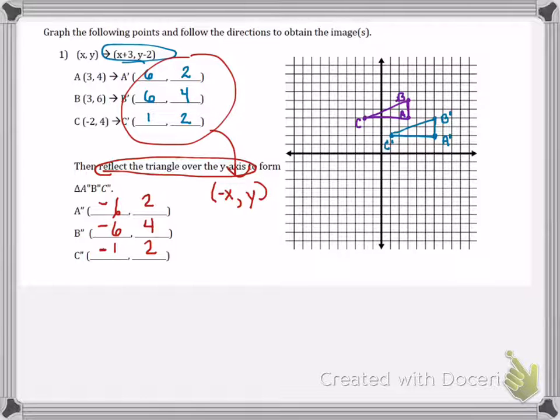And then I'm going to graph those ordered pairs. So I get the ordered pair -6, 2, and that is A double prime, or the second image. And the ordered pair -6, 4, and that is B double prime, or the second image of B. And -1, 2, and that is C double prime, or the second image of C, and I have created the reflection from the image.